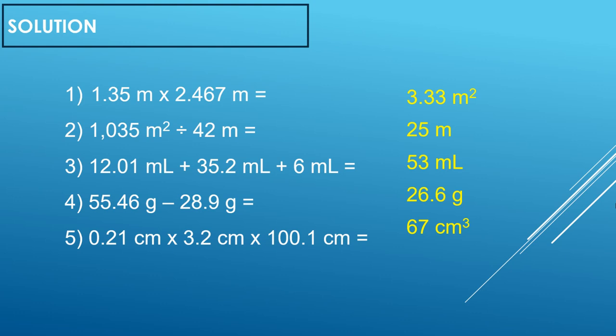And then in number 5, we're multiplying again. So we're going to use the least number of significant figures. 0.21 has 2 significant figures, 3.2 has 2, and 100.1 has 4. So the lowest number is 2. We are going to round our answer to 2 significant figures.